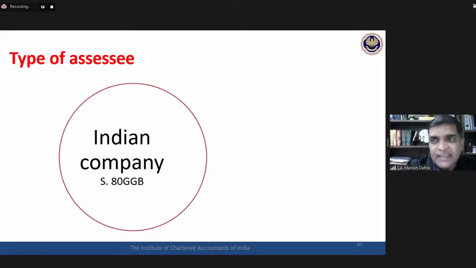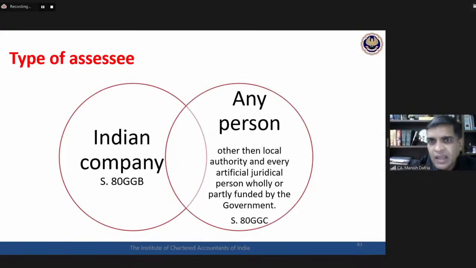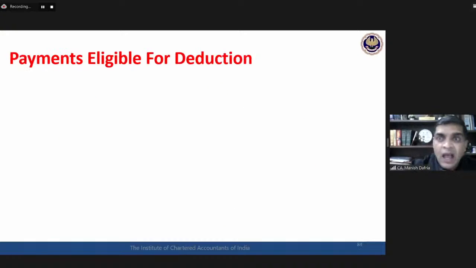So, type of assessee. First is an Indian company, 80GGB, and then any other person other than a local authority or an artificial juridical person which is funded by government. So the 80GGB deduction is for an Indian company. 80GGC is for any other person. Other than persons who have been funded by the government, all other persons can claim it under 80GGC. Who is eligible? Simple. Indian company and then all other persons.